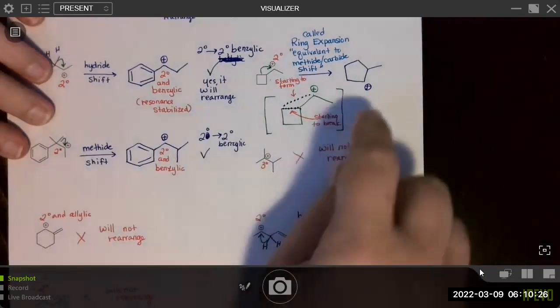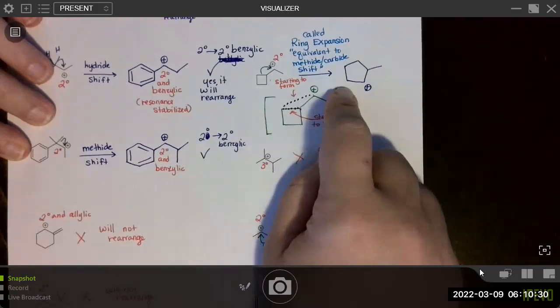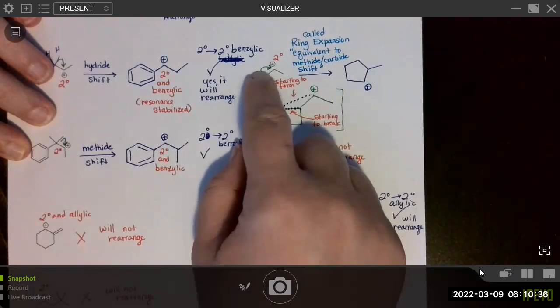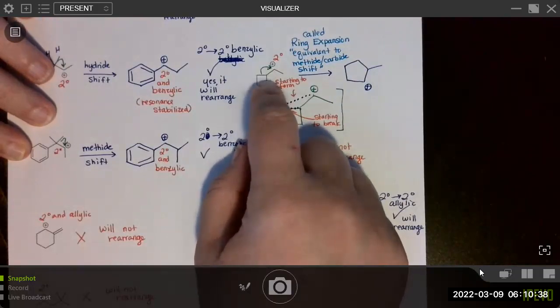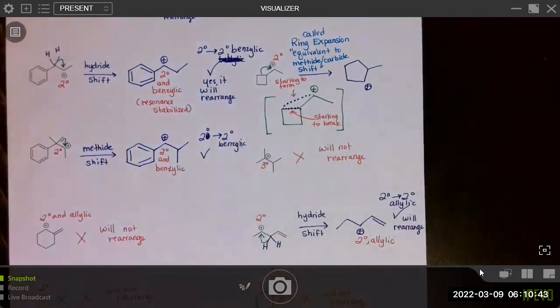And so this happens because now we have a 5-membered ring, which is more stable than a 4-membered ring. And that would actually still be more stable than the 4-membered ring with the tertiary carbocation. Because remember how unstable 4-membered rings are, right? We learned about that in chapter 4.